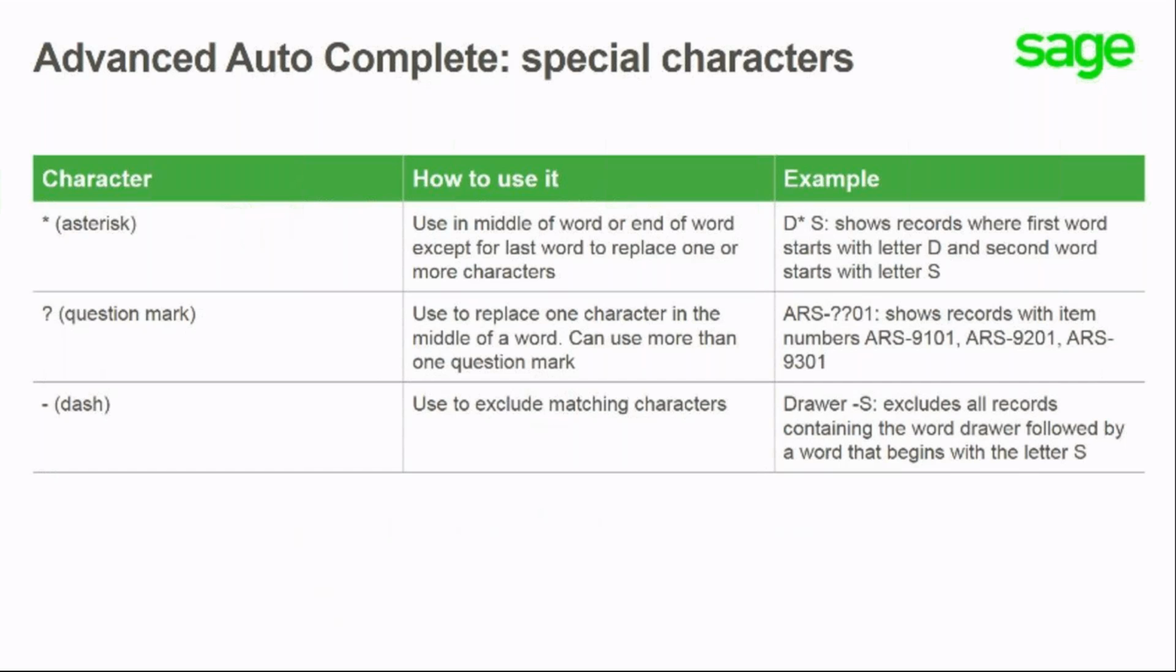So for example, ARS-??01 is going to show you records with the item numbers ARS-9101, ARS-9201, and ARS-9301. You can also use a dash. Use this to exclude matching characters. So draw -S excludes all records containing the word drawer followed by a word that begins with the letter S.